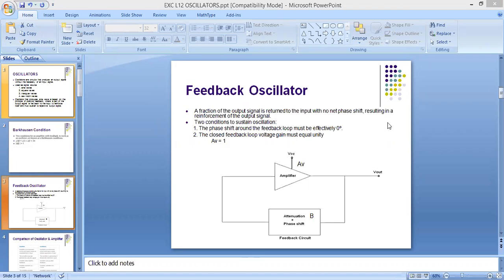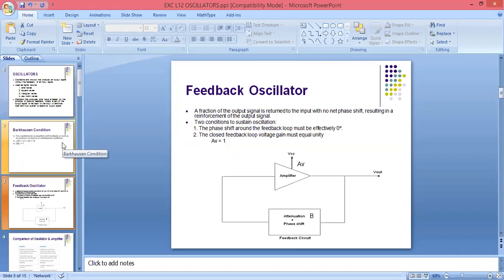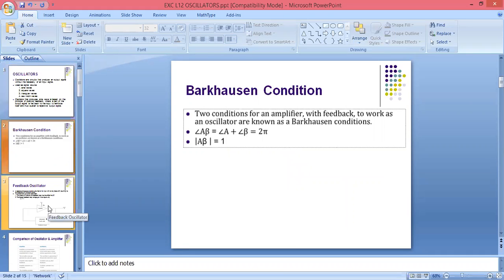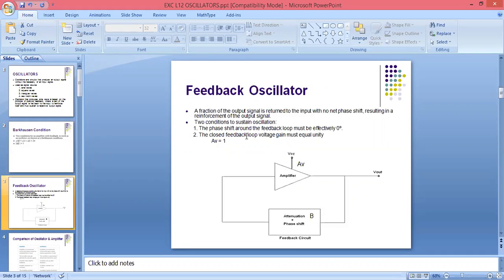So here what we are saying, we are giving the fraction of the output signal to the input, and that will have no phase shift, and that will result in the reinforcement of the output signal. At that time we have to follow two conditions, and these conditions are nothing but the Barkhausen criteria. ये जो Barkhausen क्या है, वही मैंने I have written here in another line.